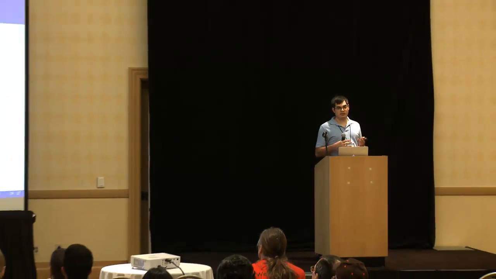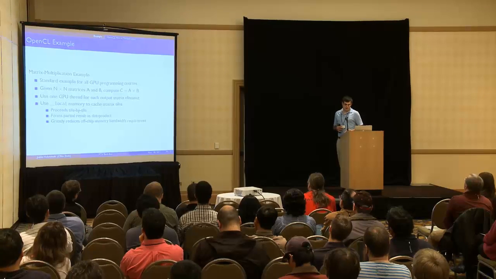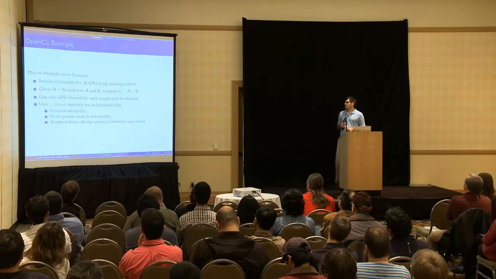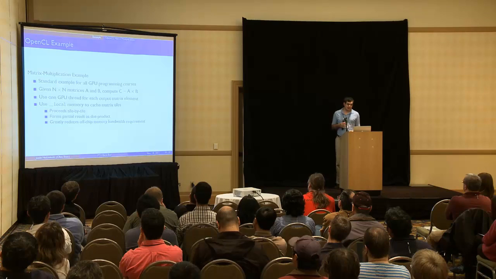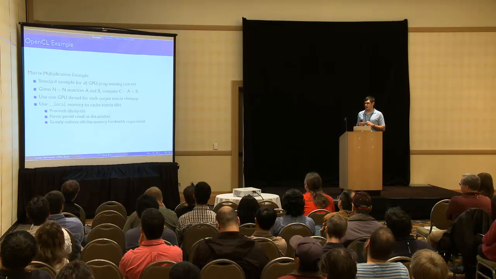So now we're going to look at an example of actually using this. We're going to look at a matrix multiplication kernel written in OpenCL. When you look at a matrix multiplication example, of course, this is the most commonly used example whenever you take any kind of GPU course. And to make things simple, we're just going to say we have square matrices of size n by n, and we want to compute C as the product of A and B.